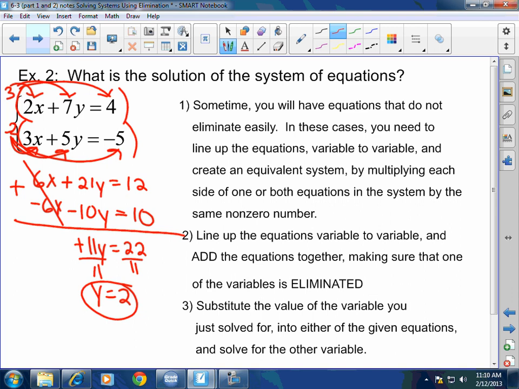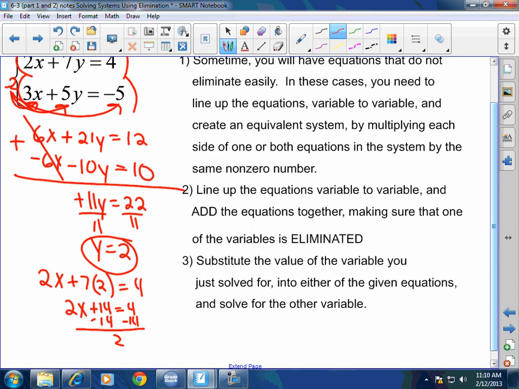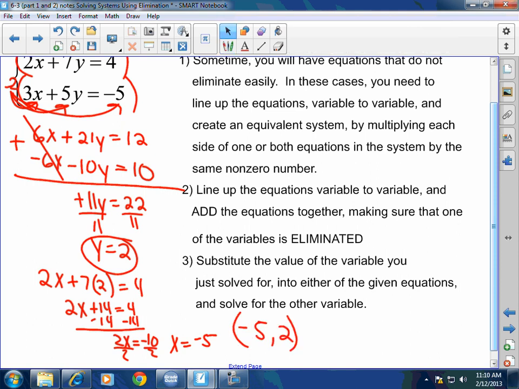How do I solve for x? Yes, sir. You can evaluate it in the first or second equation. It does not matter. Where do you want to evaluate it, sir? The first one. So I've got 2x plus 7 times y, which is 2, equals 4. So I've got 2x plus 14 equals 4. Subtract 14 from both sides. 2x equals negative 10, divided by 2. X equals negative 5. So my solution is negative 5, comma 2. Does that make sense, gentlemen?